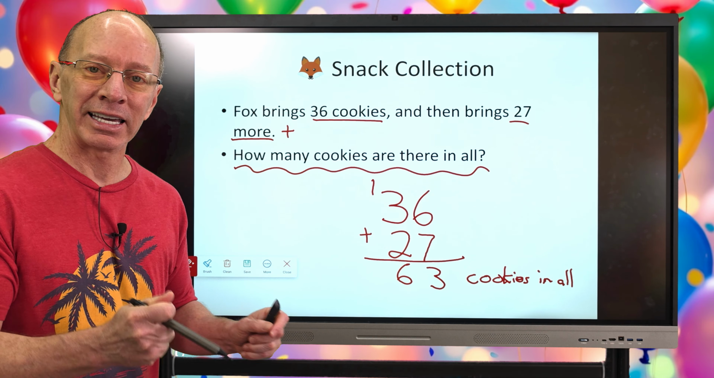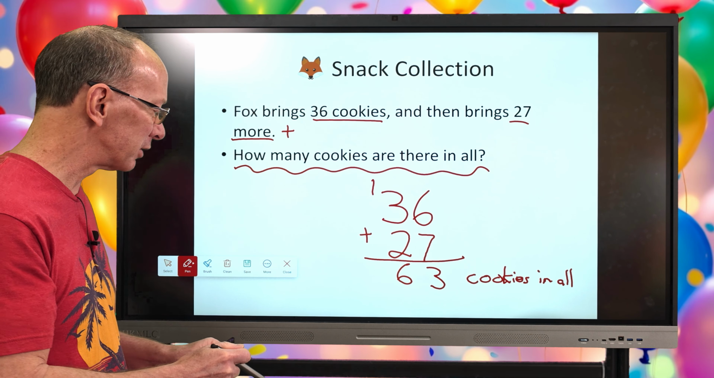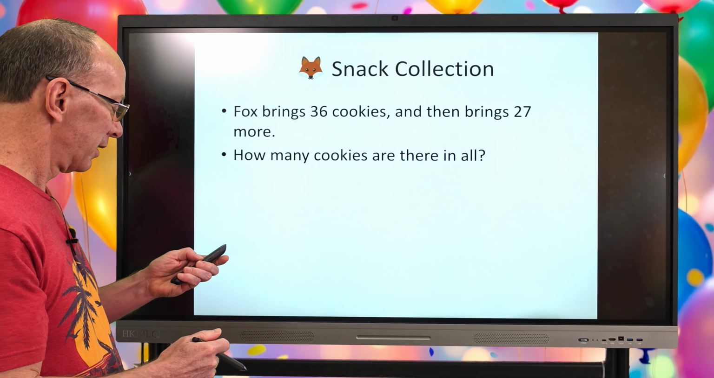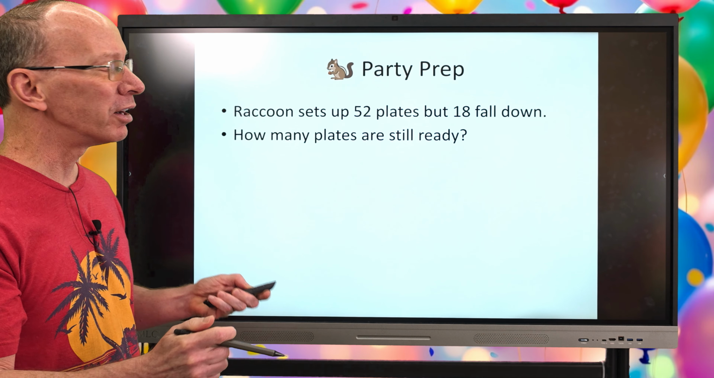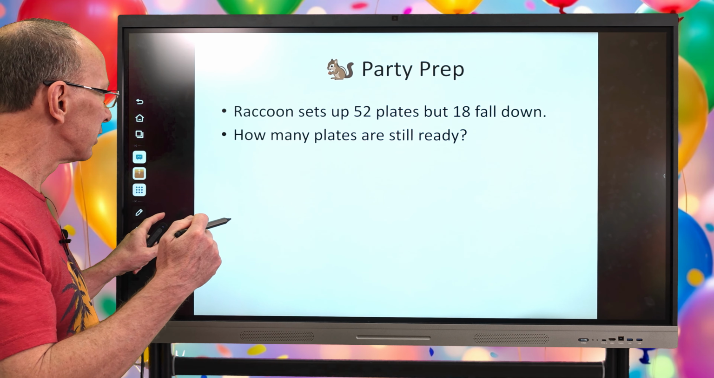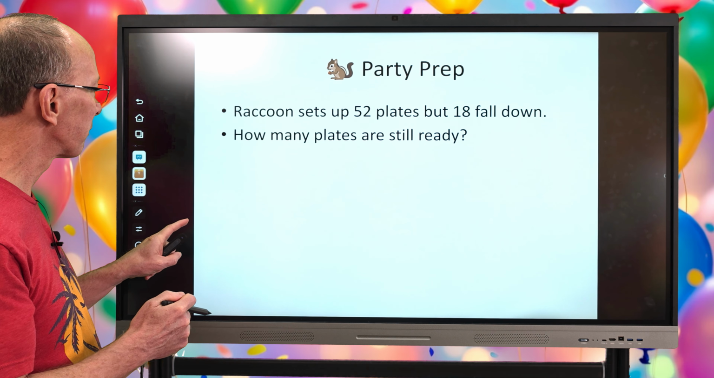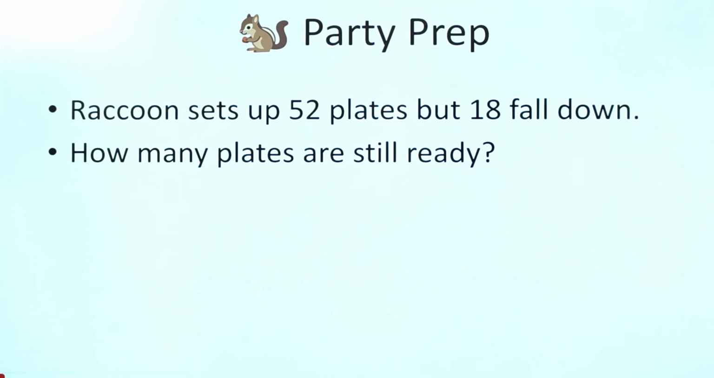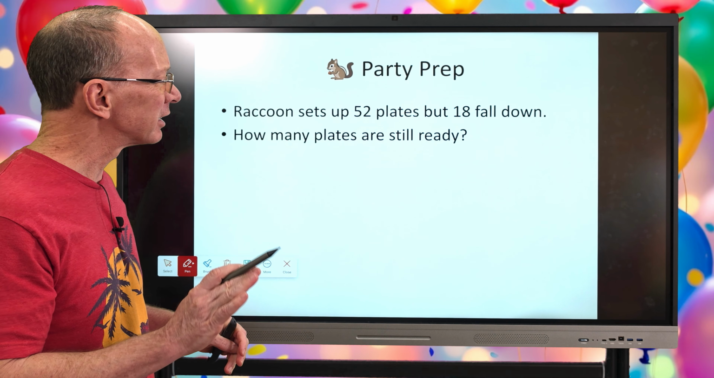All right, let's go ahead. I'm getting hungry and I cannot wait to see what happens with this birthday party here. All right, party prep. Raccoon, go ahead and read that story problem while I'm setting this up here. Okay, raccoon sets up 52 plates, but 18 fall down. Oh no! Don't worry, raccoon, everything's gonna be okay.